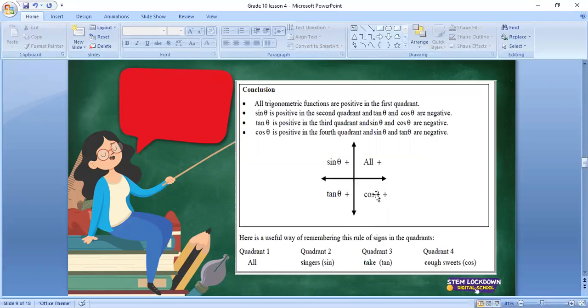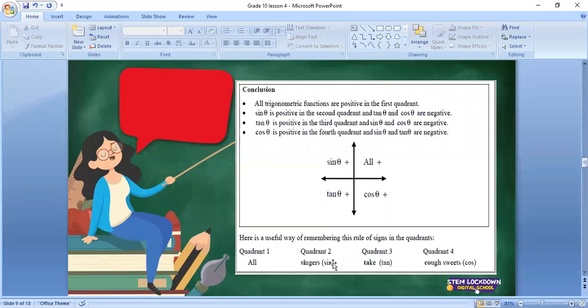And then lastly, for the fourth quadrant. For the fourth quadrant, cos theta is positive. Sine and tan are negative. So in the fourth quadrant, only cos is positive. Sine is negative, tan is negative. Okay. So here is a useful way to remember this rule of the signs in the quadrants.